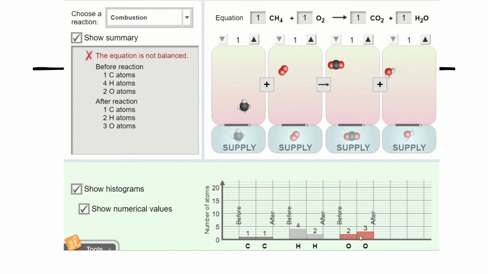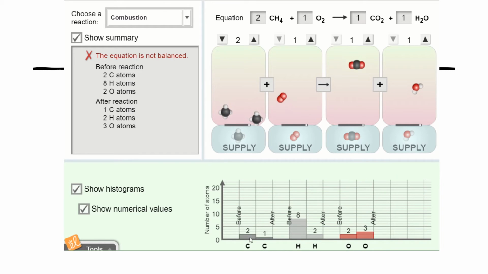So I think I should follow the rule where I just put a 2 in front of the most complicated thing, which in combustion is always what is being burned. So let's put a 2 here. And now let's try and balance everything else and see what happens.